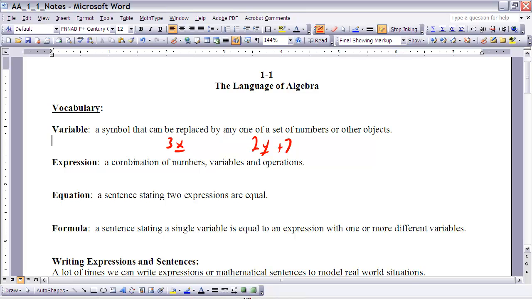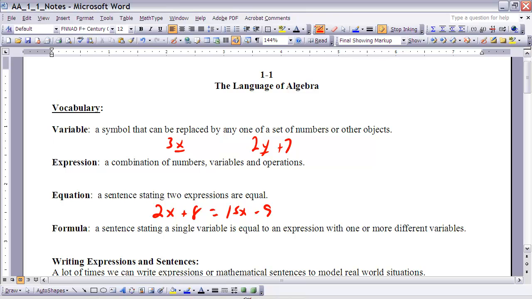The third term, equation, is a sentence stating that 2 expressions are equal. So when we talk about algebra, we're really learning a language, okay? And the sentence of this language is an equation. So if I say something to the effect of 2x plus 8 equals 15x minus 9, that's an example of an equation, or a sentence in algebra.